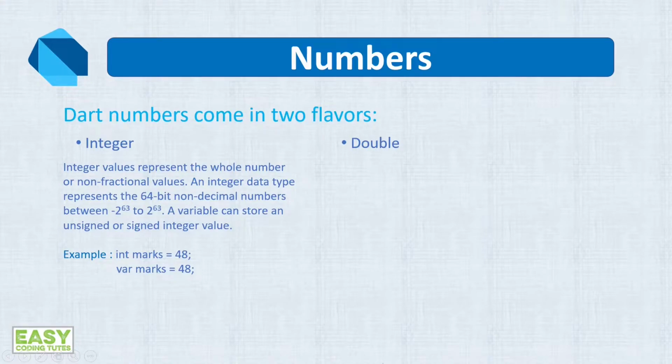Here we have one example, int marks is equal to 48. Then we have var marks is equal to 48. Let's see the first one, int marks is equal to 48. Here 48 is the value, marks is variable, and int is data type. So here we have var. Dart is infer type, so we can hold the values of any variable using the var keyword. So here 48 we are holding in marks variable. So compiler will treat this variable as integer.